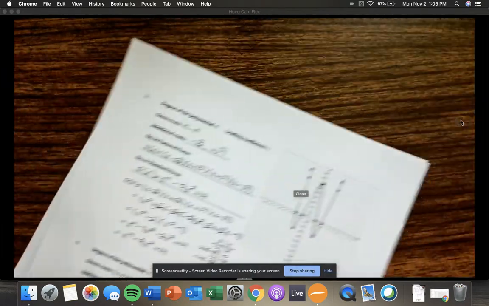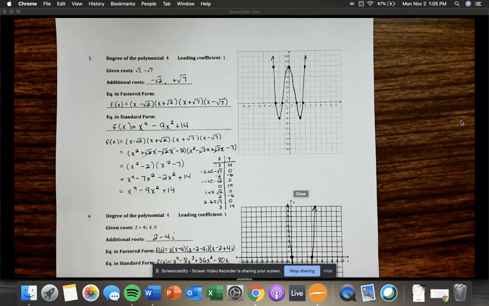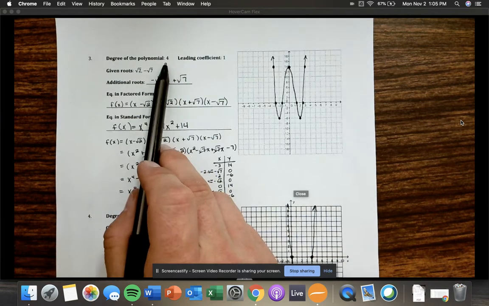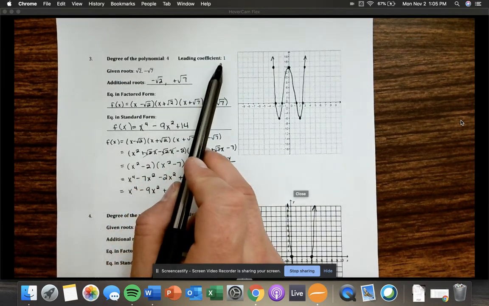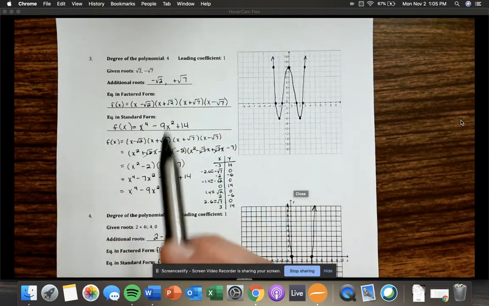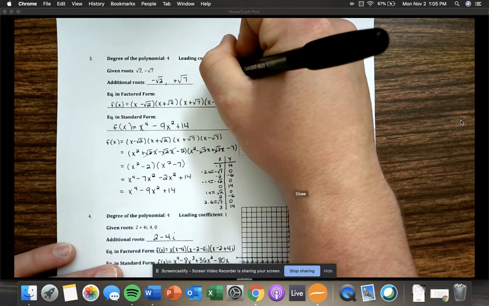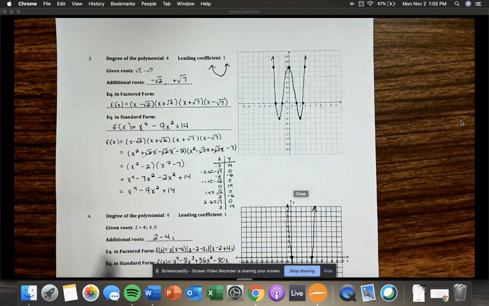So let's keep going. Number 3 here. Now, number 3 brings some of those new theorems that we learned, right? It tells us it's got a degree of 4. The leading coefficient is 1, right? So it's even with a positive leading coefficient. So we know because it's even with a positive coefficient, we're going to have that smiley face.